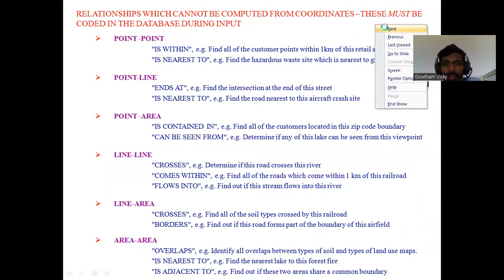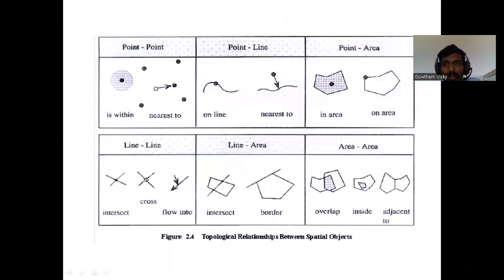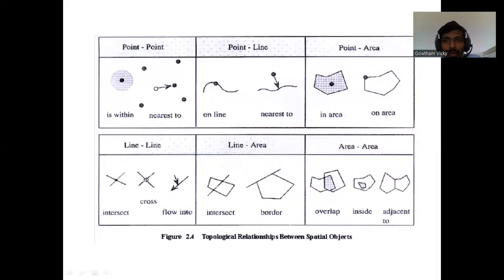that share common boundaries. So in this common boundary, there are various types which can be used: point to point, point to line, point to area, line to line, line to area, and area to area. So point by point is within or nearest, and then point to line is on line and nearest to the points. Then point to area is in area and out of area. That means in area and out of area.